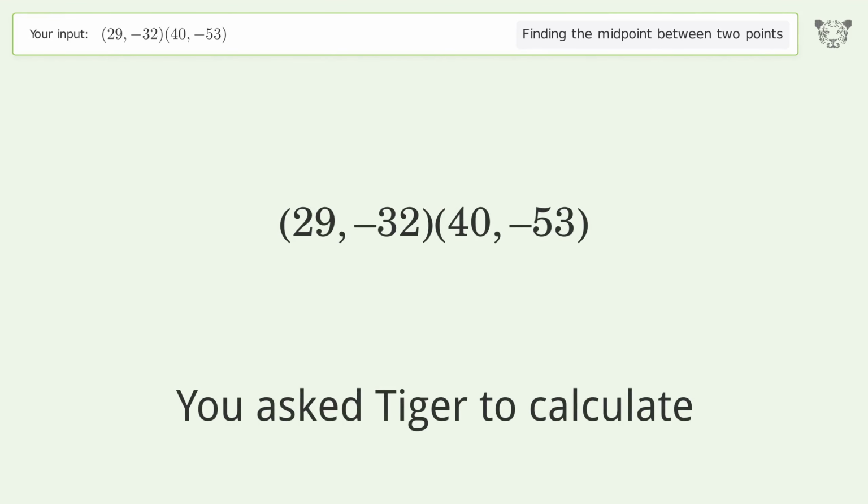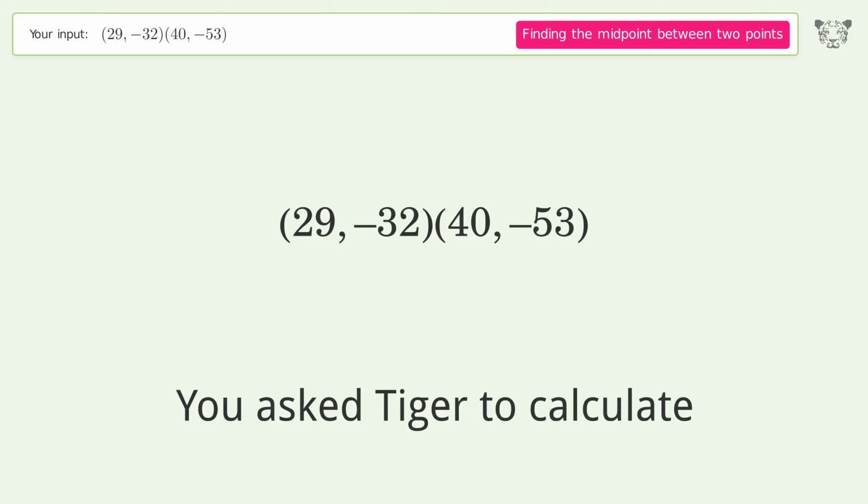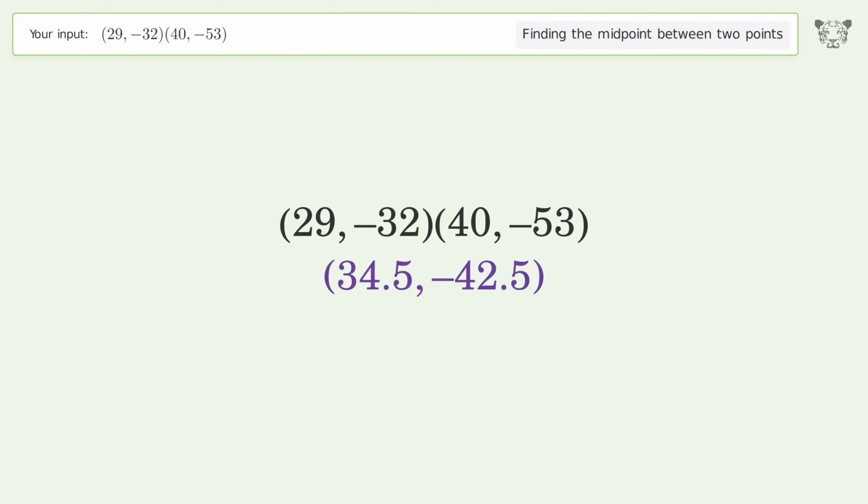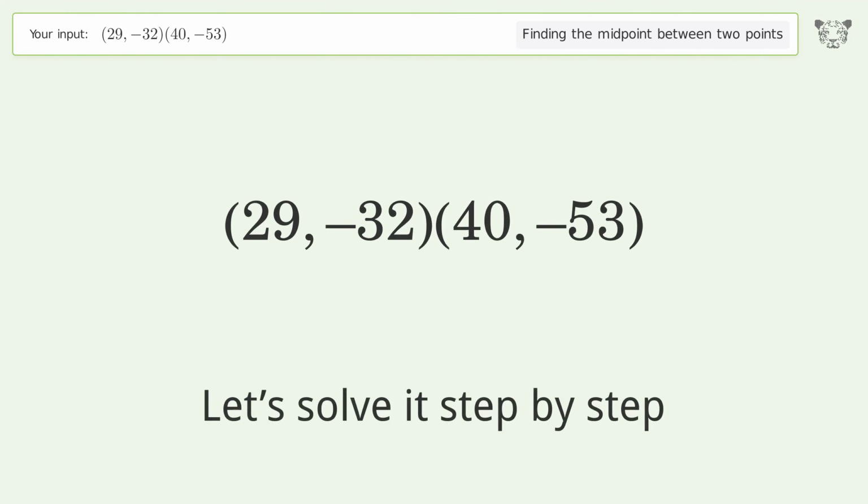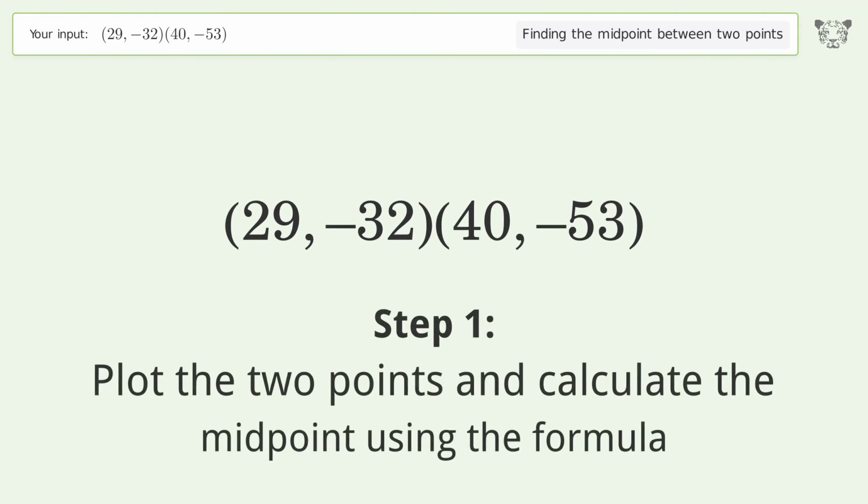You ask Tiger to calculate. This deals with finding the midpoint between 2 points. The midpoint between the 2 points is 34.5, negative 42.5. Let's solve it step by step. Plot the 2 points and calculate the midpoint using the formula.